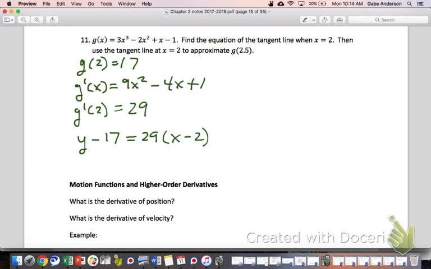Hey guys, we all okay with the tangent line equation? So the third one we've done. Doesn't mean we're perfect yet, but is it starting to make sense? If it doesn't, let me know.